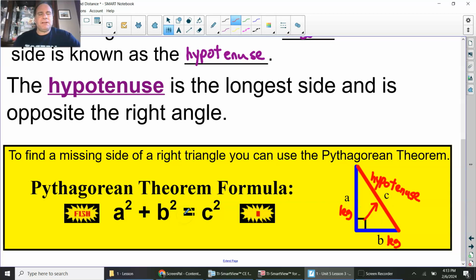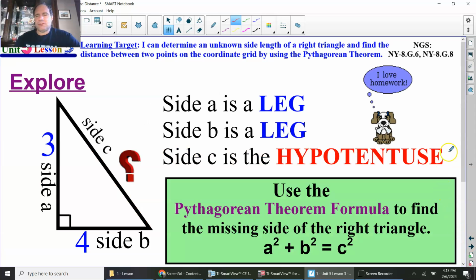This is the Pythagorean theorem formula. You have a squared plus b squared equals c squared. Just remember, it is important to identify c first. You draw the arrow like I did, opposite the right angle. And once you identify side C, side A and B are interchangeable. So let's get on with some questions.